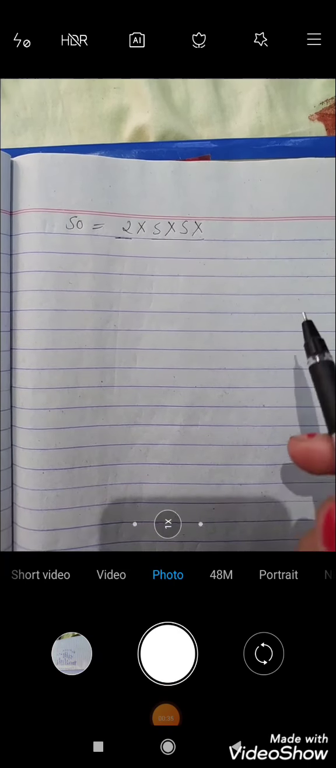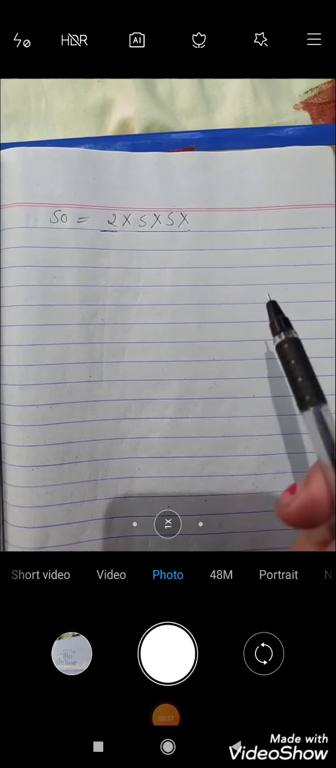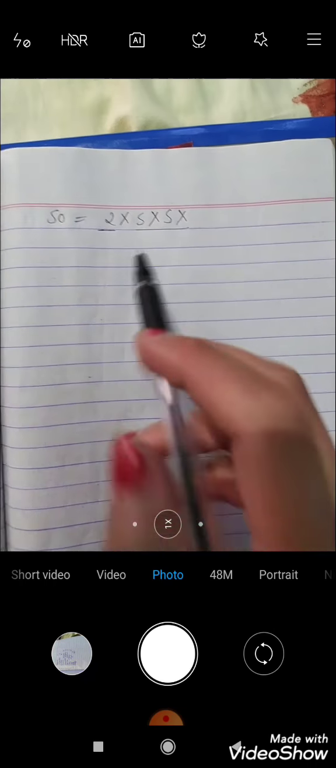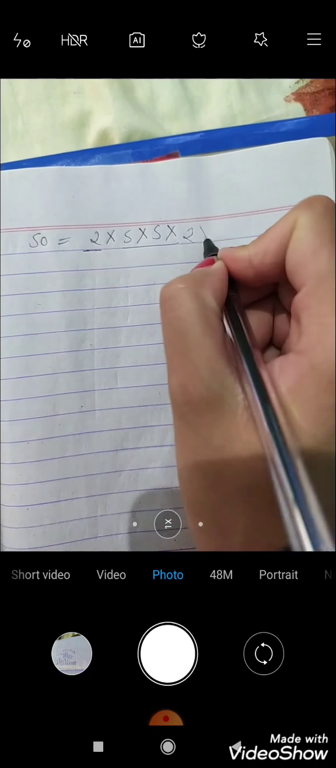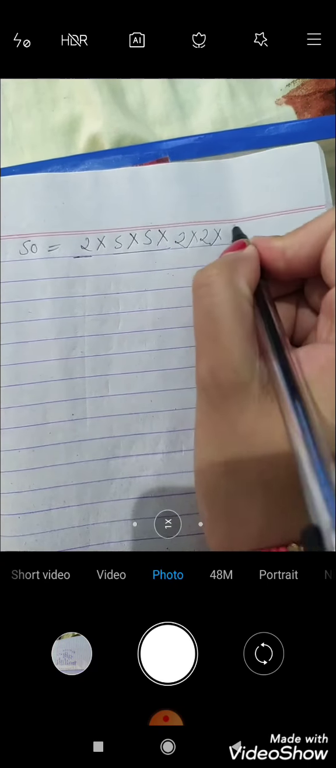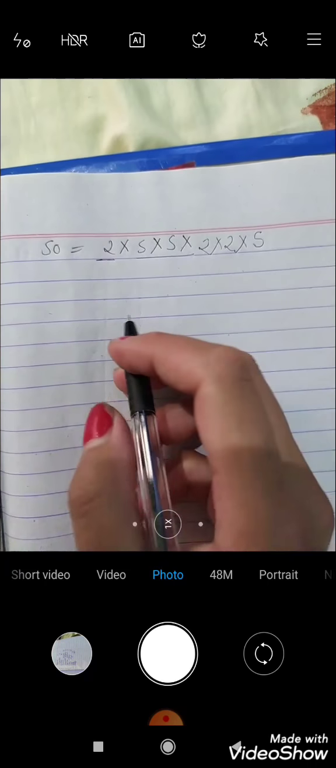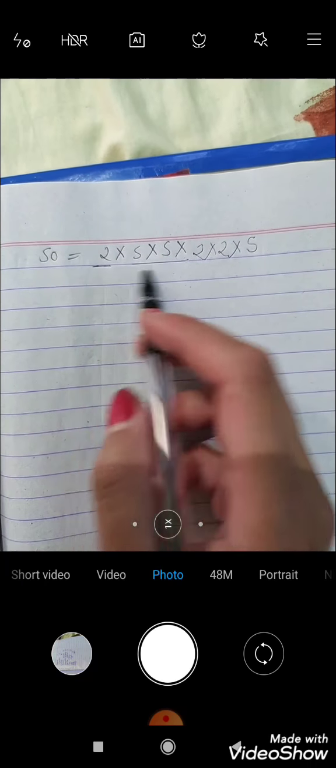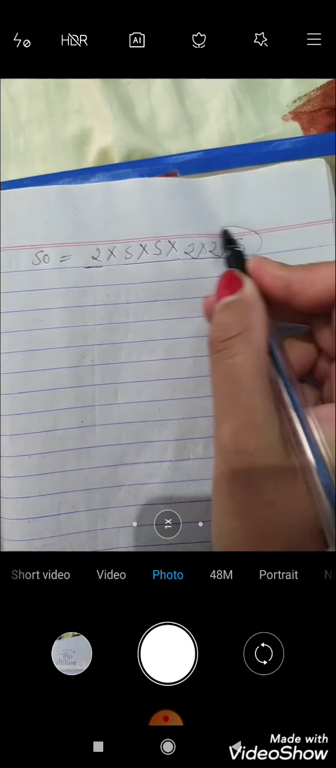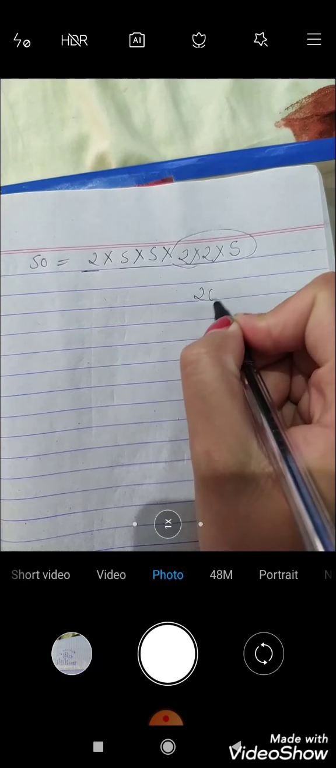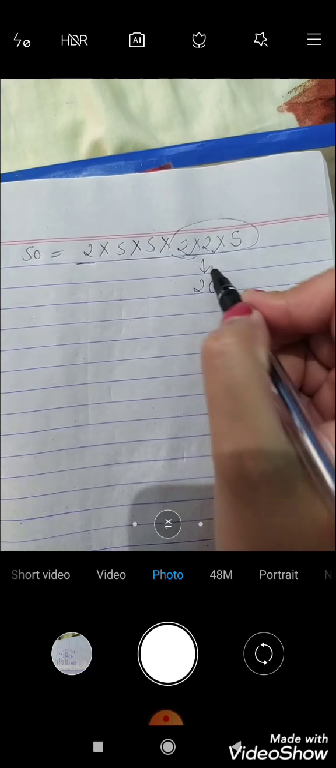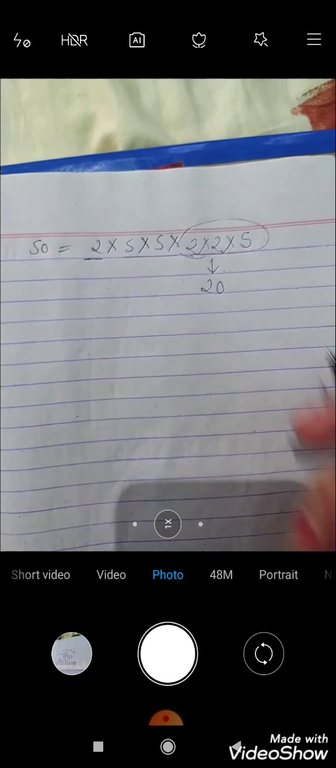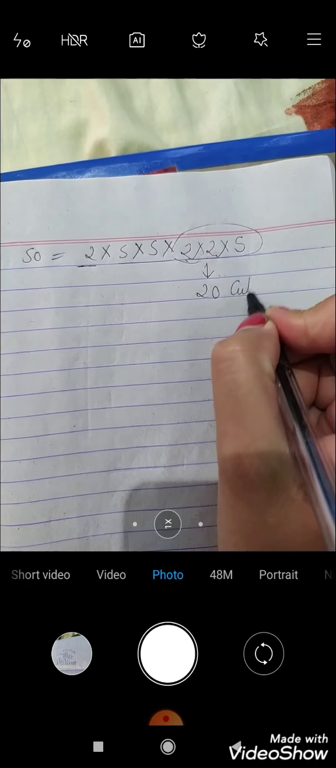Now we check how many numbers are required for making the complete group. So we need two more 2s and one more 5, so that it becomes a perfect cube. We need 20, since 2 multiplied by 2 is 4 and 4 multiplied by 5 is 20. So our answer is 20 cuboids.